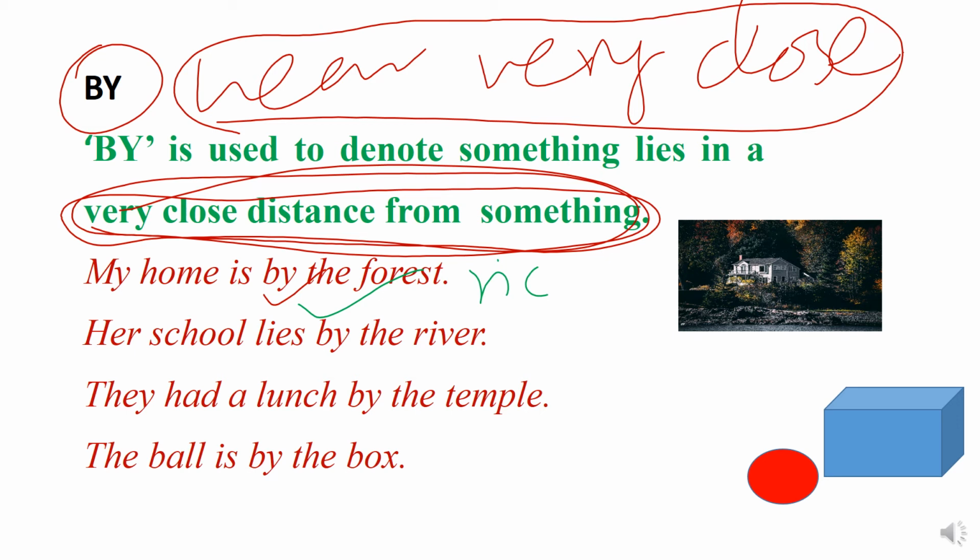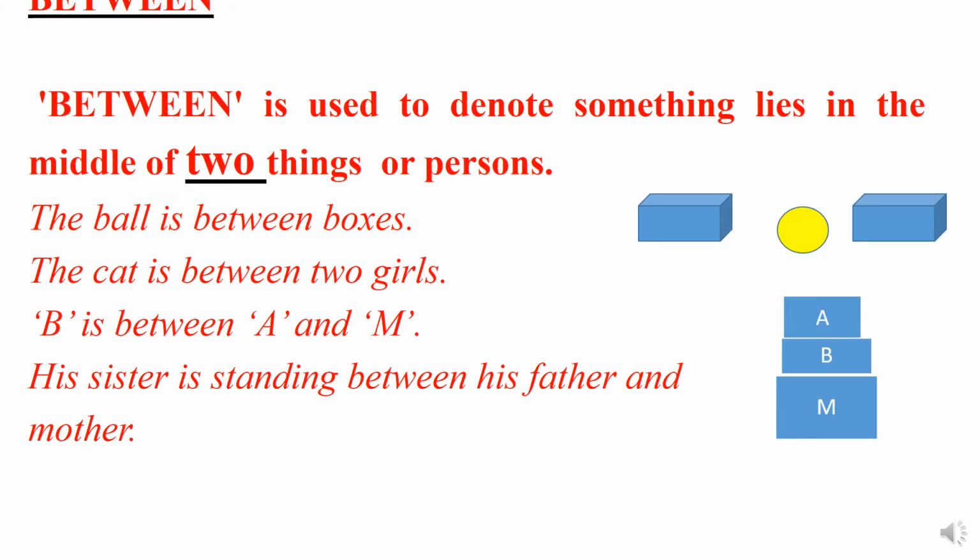Let's go to the next example here. It says they had a lunch by the temple. They had their lunch nearby the temple. Here in the picture you can see there is a box, and nearby the box there is a ball. You can say the ball is by the box. By is used to denote that something lies very close to something.